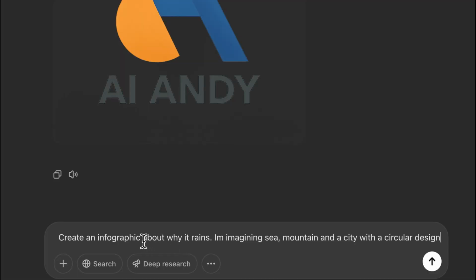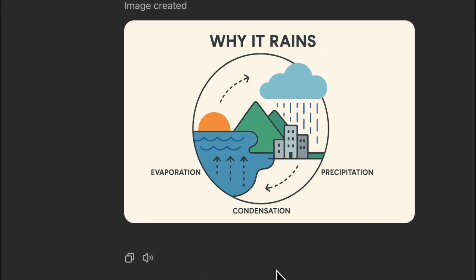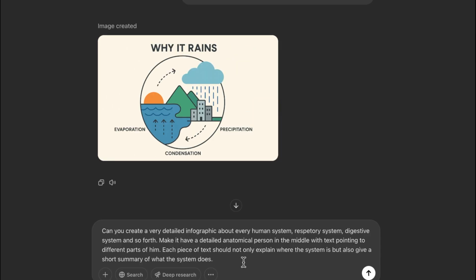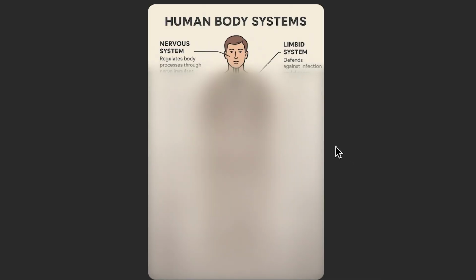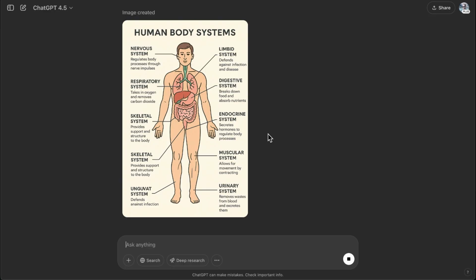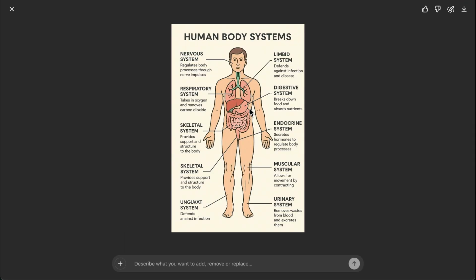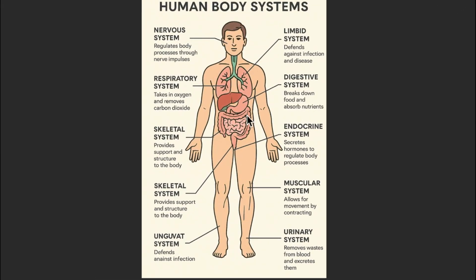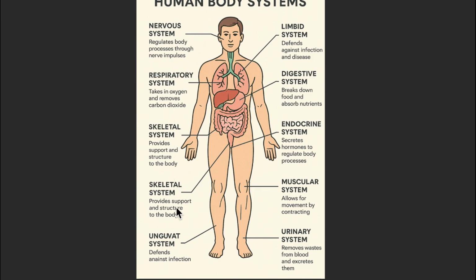So let's try to make one about why it rains. This was the first result that we got, but I want to take it one step further. I'm going to try to make a very detailed one about all the human systems. I really love seeing it when it kind of swipes over the picture and it's like unveiling itself. And the completed infographic is nothing short of breathtaking. Seeing that it gets all the text correct as well, it's just next level.